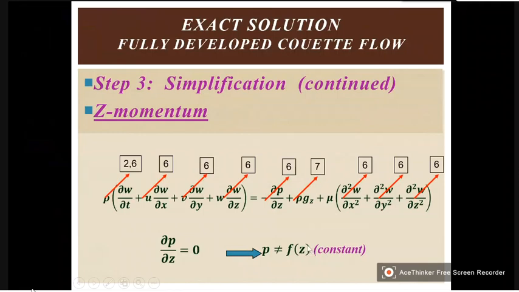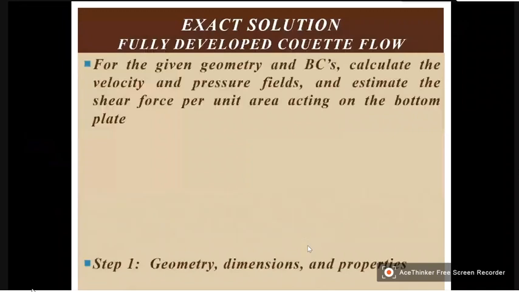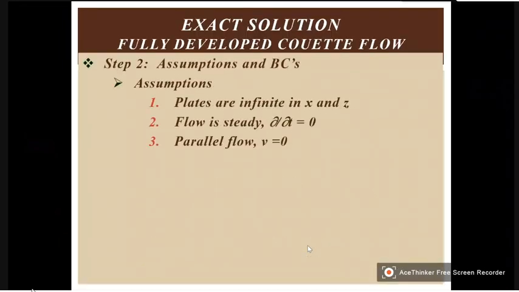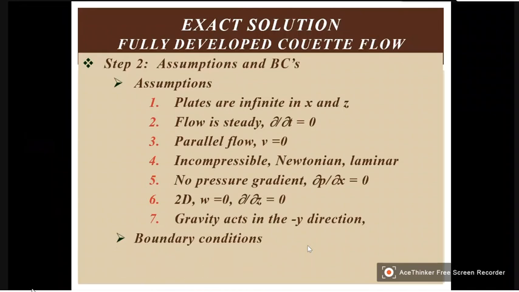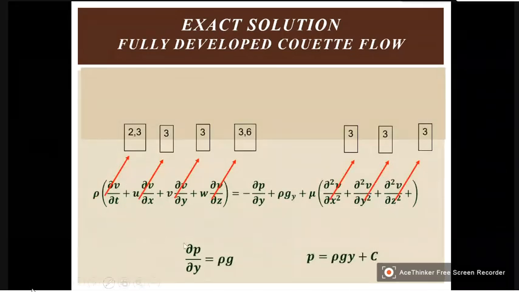Earlier we got dou P by dou X is equal to 0. That is, P is not a function of X. And P is also not a function of Z. So P is only a function of Y. So that is why we can write P is equal to rho G Y plus constant.